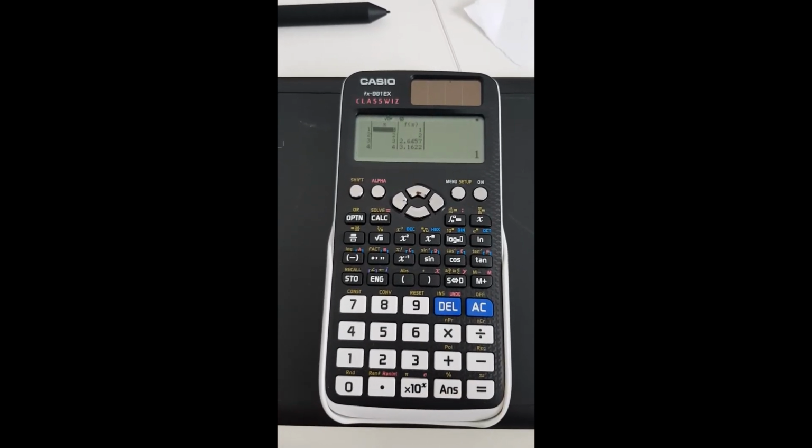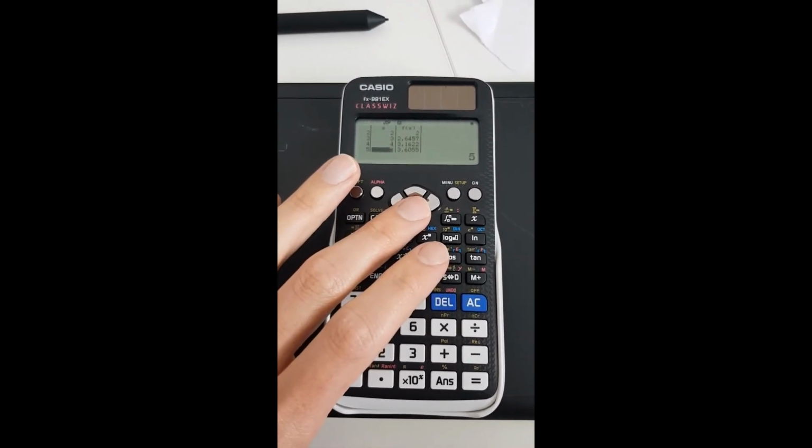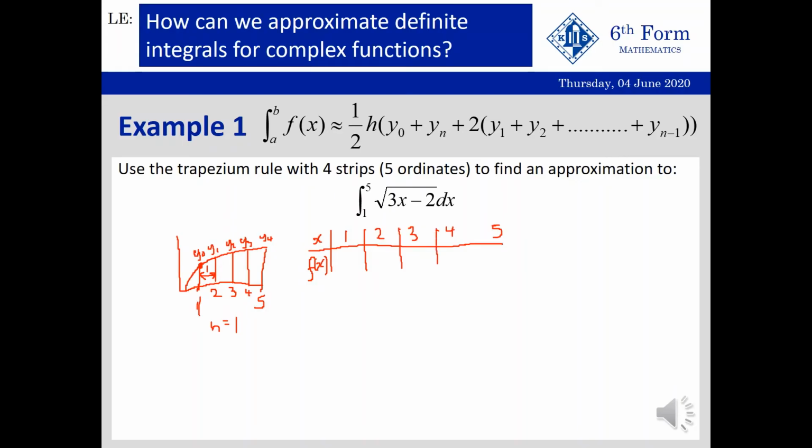Press equals again, and then this has created our table of values that we need to use in the trapezium rule, so we can now write these down. So looking at the values from table mode, we should have 1, 2, 2.646, 3.162, and 3.606. And I've just rounded all of those off to 3 decimal places.